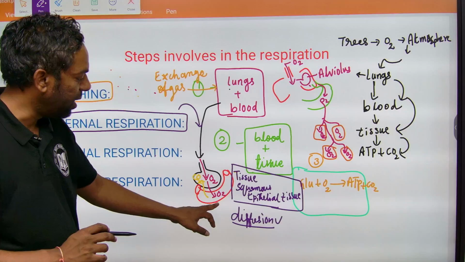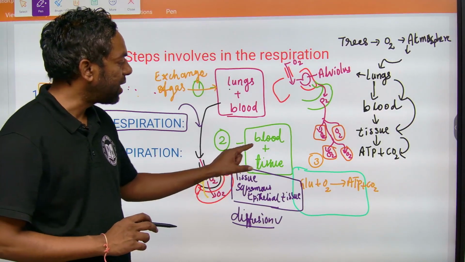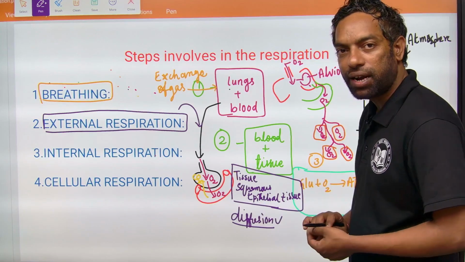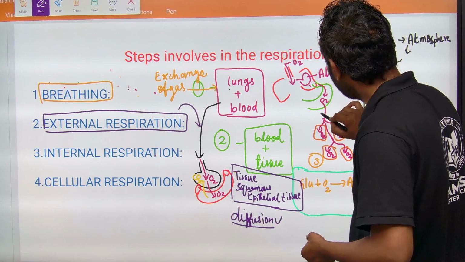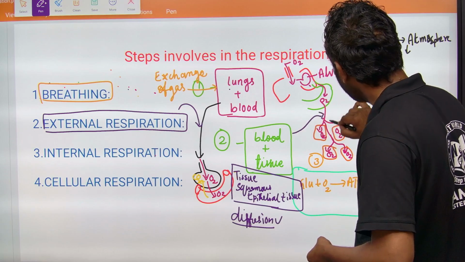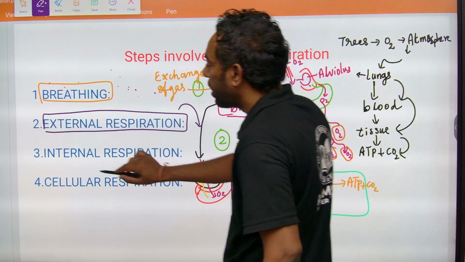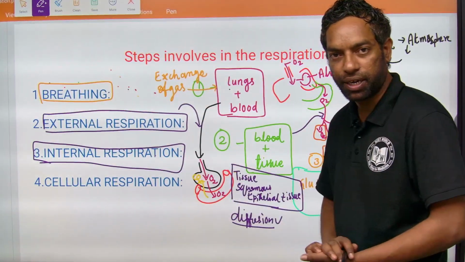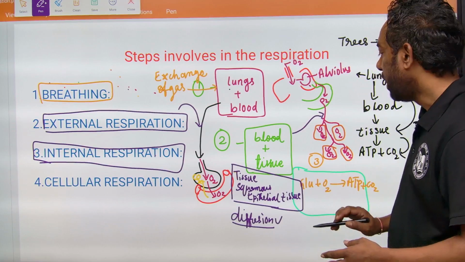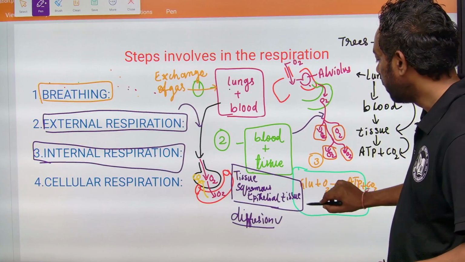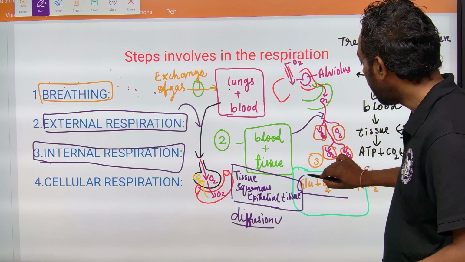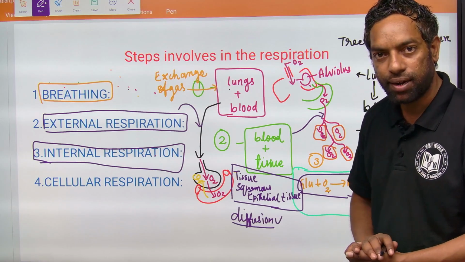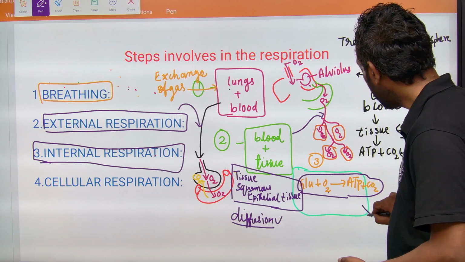After reaching the blood, the oxygen can reach the tissue, right? The exchange between the blood and tissue is called internal respiration. And finally, when they reach the tissue, the oxygen is utilized to break down the food particles in the cell, which is called cellular respiration.